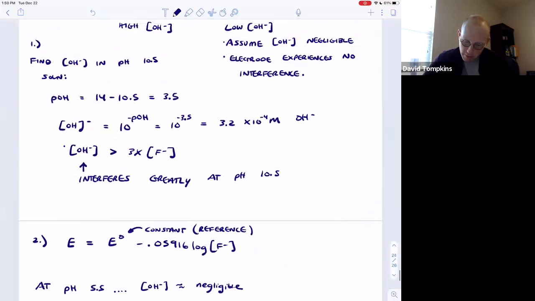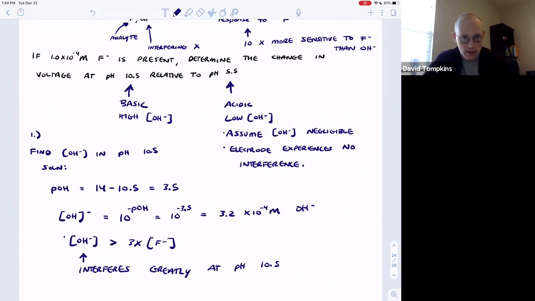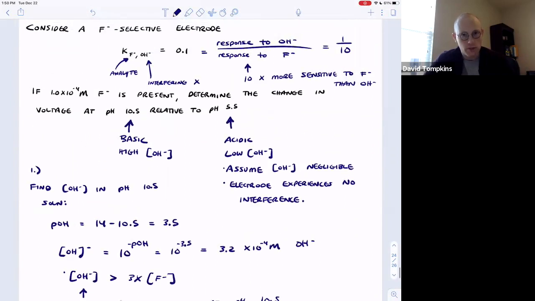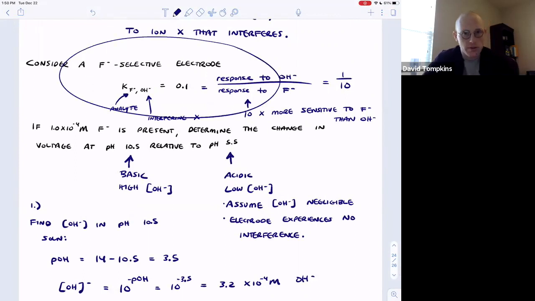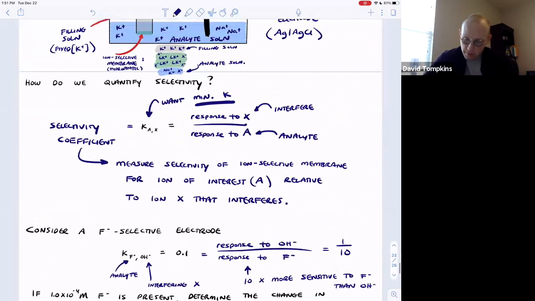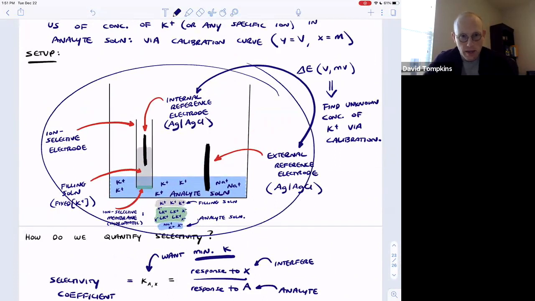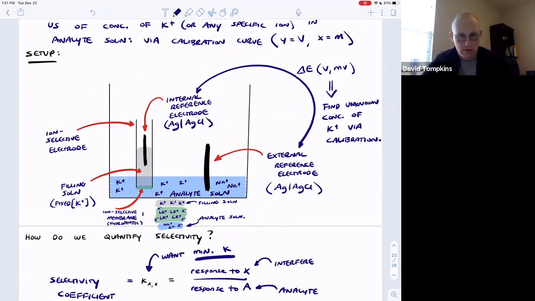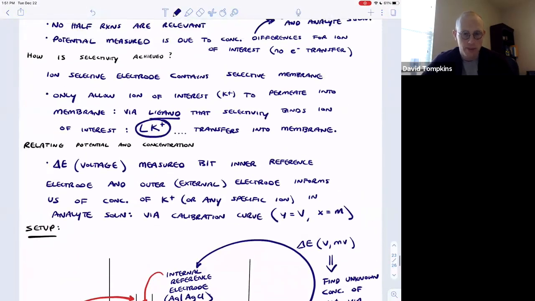So please be comfortable with defining these terms, relating the selectivity coefficient to the ability of these electrodes to select for one ion in the presence of other similar ions. And please be able to diagram and understand the purposes of each of the components that make up the ion selective electrode.